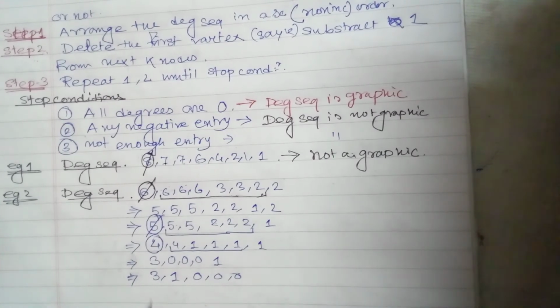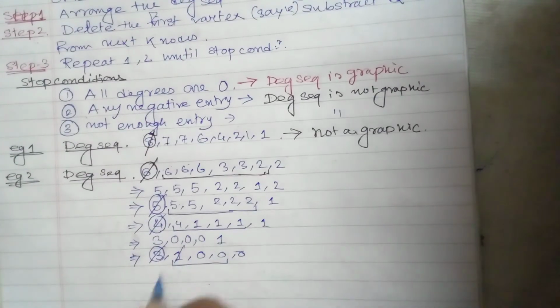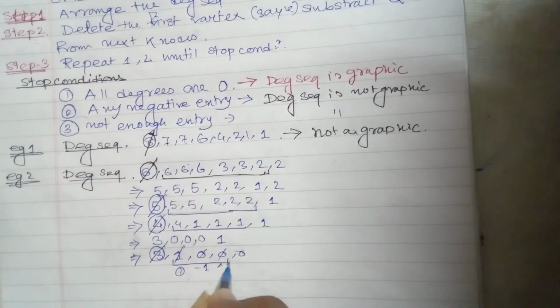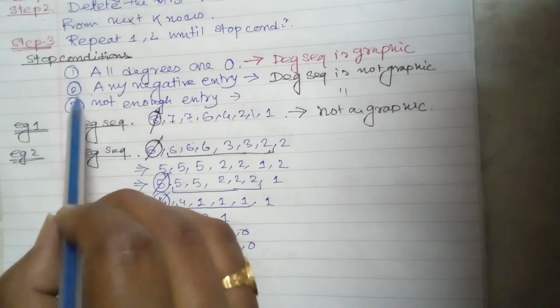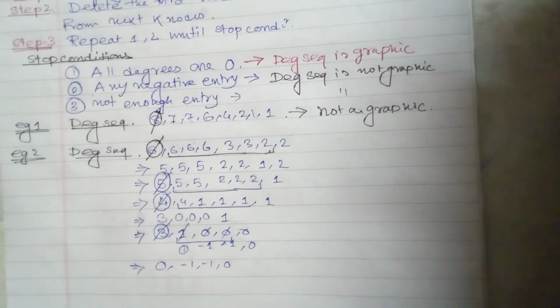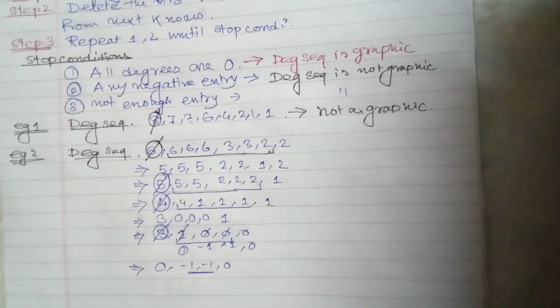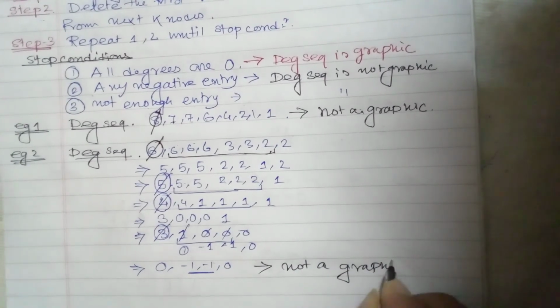Now the second step is to delete the first vertex. I am deleting the first vertex, then selecting the next 3 nodes and subtracting 1. So this is 0, this is -1, this is -1, 0. Sorry, what we have after this operation is 0 -1 -1 0. According to stop condition 3, if it contains any negative entries, then it is not graphic. It contains 2 negative entries, so we can say this is not graphic. Great. I think you are understanding this.